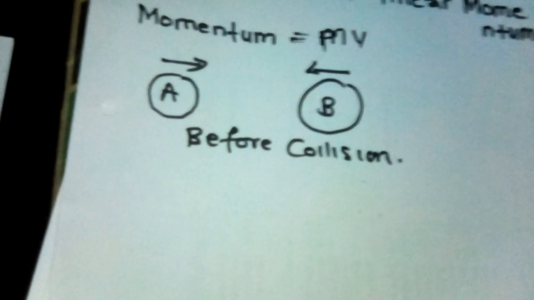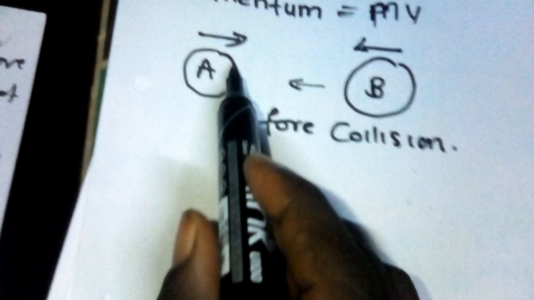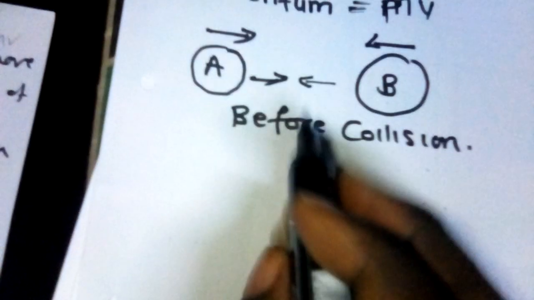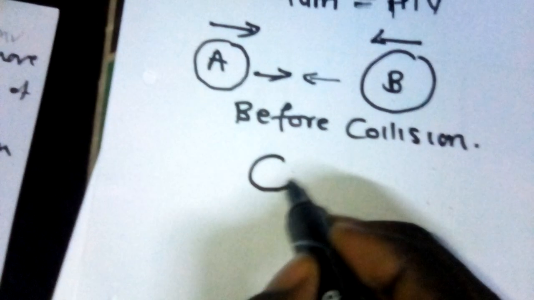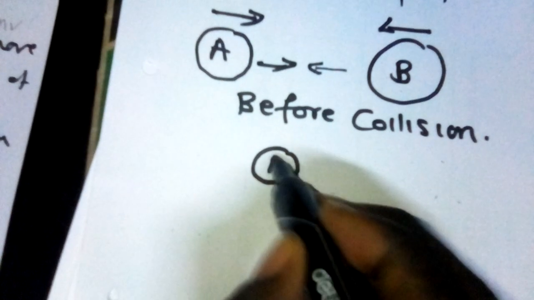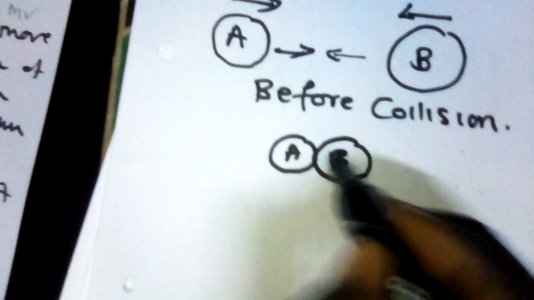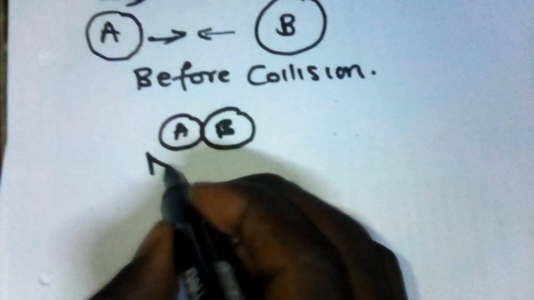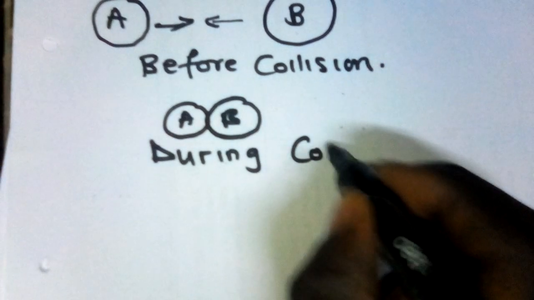Now what happens during collision is this body will keep on moving in that direction, and this one will also keep moving in that direction, implying that during collision this is what will happen. We're going to have body A here, and body B here, with the collision taking place here. This is during collision.